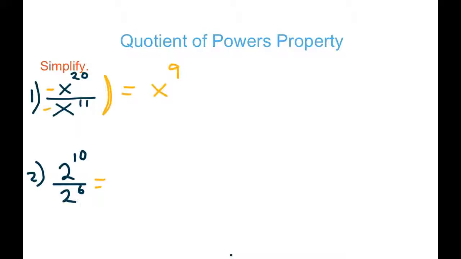Same thing here. Base stays the same, 2. Subtract the exponents, 10 minus 6 is 4. Now this is where you've got to be careful with the directions. If the directions say leave your answer with exponents, you leave it 2 to the 4th power. If it wants you to fully simplify, then you would do 2 to the 4th power, and you would get 16. So you just got to be careful whatever they're asking for.